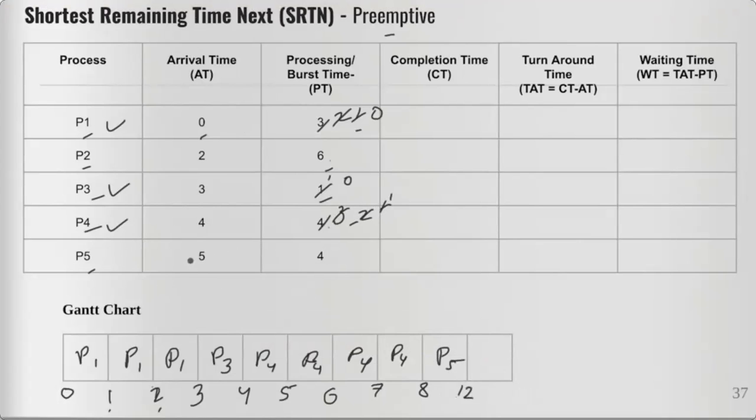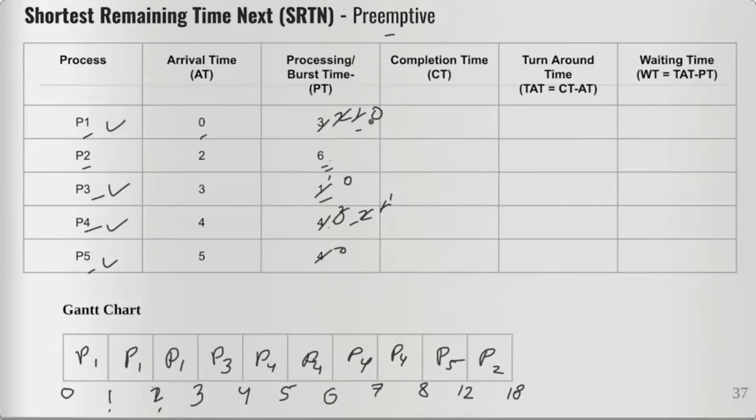So P5 is done, and the only thing remaining is P2. Bring P2 in, and that's got 6 time units. So 12 plus 6 is 18, and that's sorted.